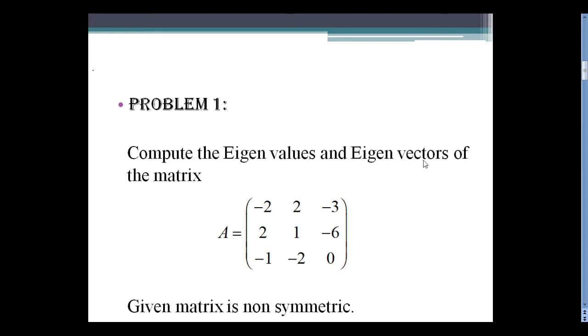Compute the eigenvalues and eigenvectors of the matrix A = [-2, 2, -3; 2, 1, -6; -1, -2, 0]. First, whenever a matrix is given, we should observe the matrix and check whether it is symmetric or non-symmetric. How to check? We have to find A transpose. If A is equal to A transpose, it means it is symmetric. If A is not equal to A transpose, the matrix is non-symmetric. So, the given matrix is non-symmetric here.